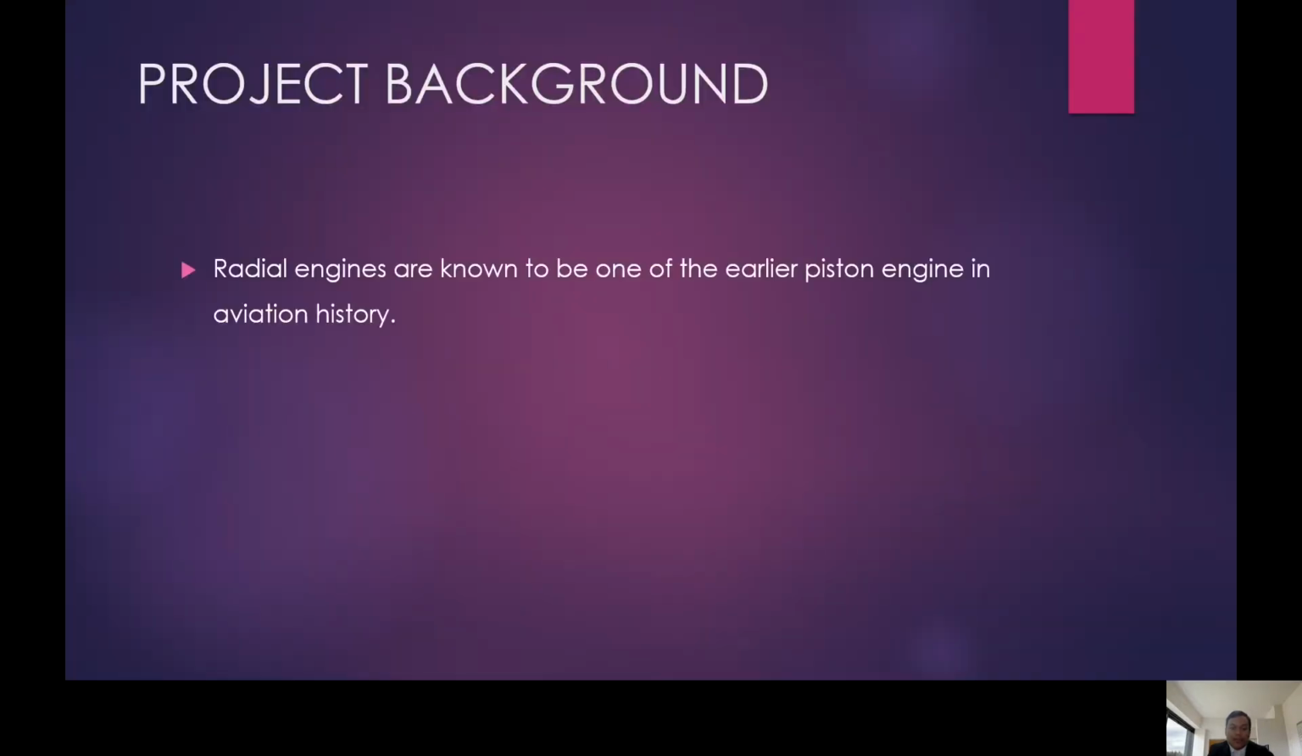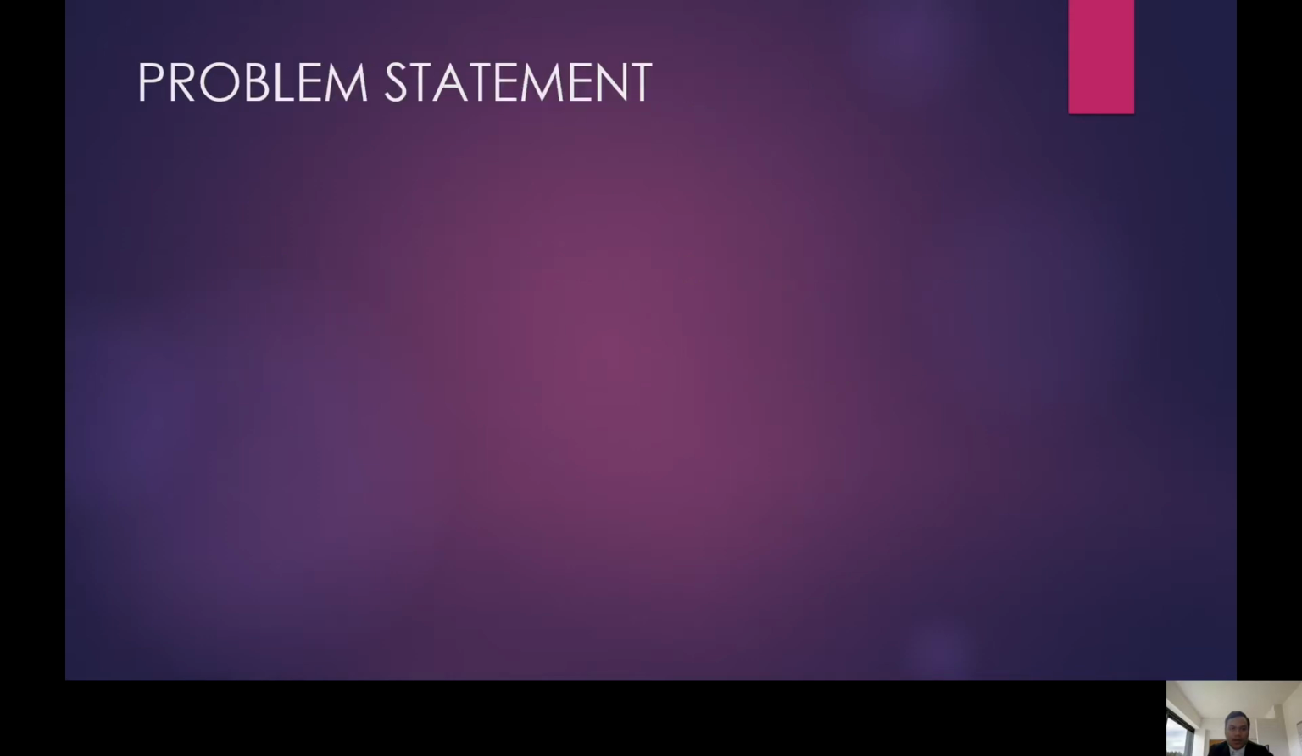Project background. Radial engines are known to be one of the early piston engines in aviation history. The goal of this project is to help undergraduates get to know better about aviation history. As we all know, radial engines are not common engines in our times now. Those engines were very well known during World War II.